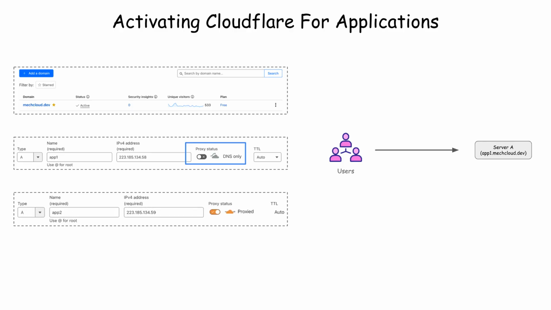However, for app2.mcleod.dev, we've enabled the proxy, indicated by the orange cloud. Now, when a user queries this address, Cloudflare does not return your server's IP. Instead, it returns a Cloudflare IP address. The user connects to Cloudflare's edge network, and only then does Cloudflare establish a separate, secure connection back to your origin server. This proxied connection is the fundamental requirement to enable all of Cloudflare's security and performance benefits.